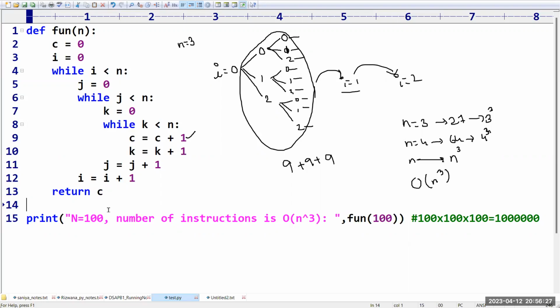I stored only one value in the 12th line.